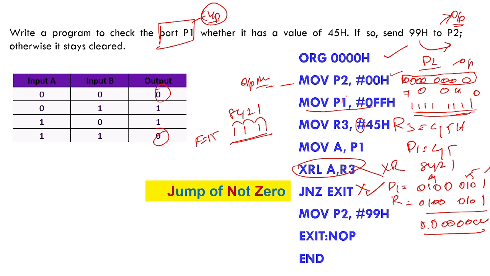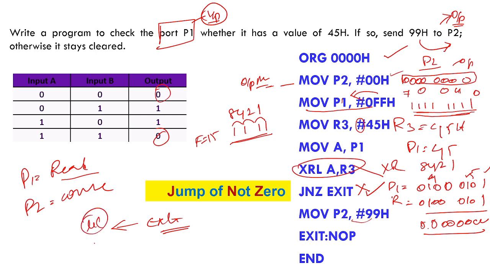This is a reading, please understand, reading. This you are writing to port 2. So that's why we configured port 2 as the output port. Okay, so you can understand. See, P1 is a read operation and P2 is a write operation. Read operation means what? From the external world, you are sending to the microcontroller. Write operation means from the microcontroller it is going to the external world.